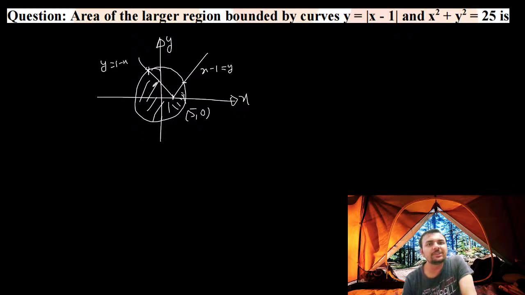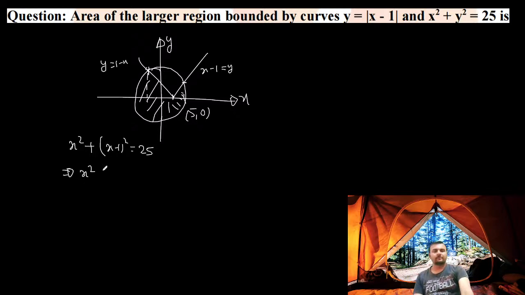So we can do simply, no problem. Y equal to 1 minus x. Okay. We would have solved from here to here. This area minus this area and this area. Okay. We will have to solve. So x square plus y equal to x minus 1 whole square equal to 25. This is x square plus x square plus 1 minus 2x equal to 25.